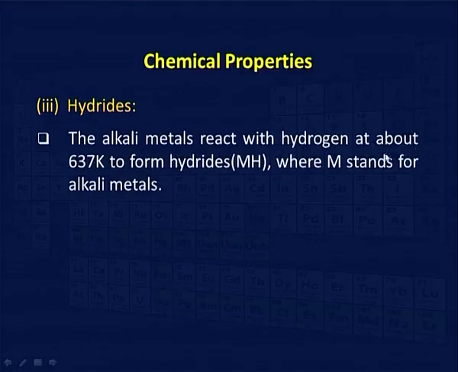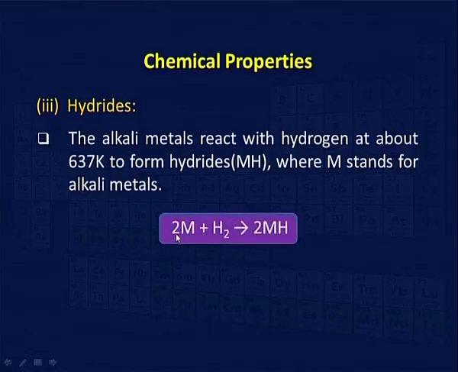Now, hydrides. Metals all react with hydrogen to give hydrides, that is MH, where hydrogen is present as H negative. You can see here alkali metals react with hydrogen at about 672 degrees to form metal hydride. 2M plus H2 will give 2MH, where the metal has a positive charge and hydrogen has a negative charge.